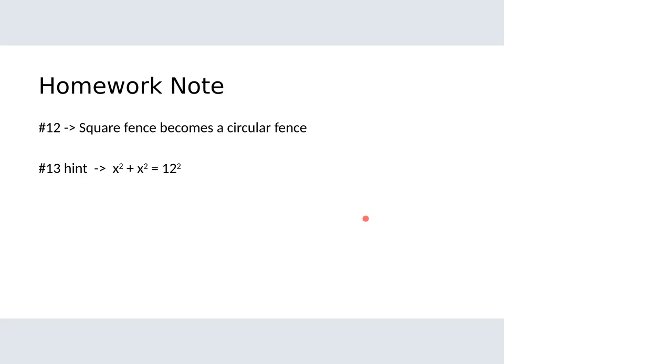Okay. Just some homework tips before I turn you loose today. In number 12, a square fence becomes a circular fence. The way the question reads can be a little bit twisty. It makes perfect sense to me because I've read it 100 times. But the first time you read it, you might be like, what? But basically, you have an existing square fence. It's going to be torn down and built into a circular fence. So that's the idea in number 12. And then a hint for number 13 is a Pythagorean theorem situation with x squared plus x squared equals 12 squared. And that's just sort of a hint to help you out with 13.